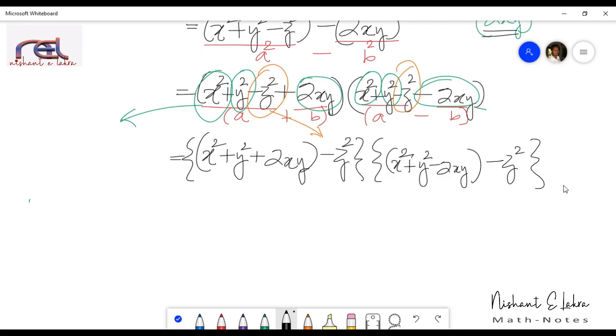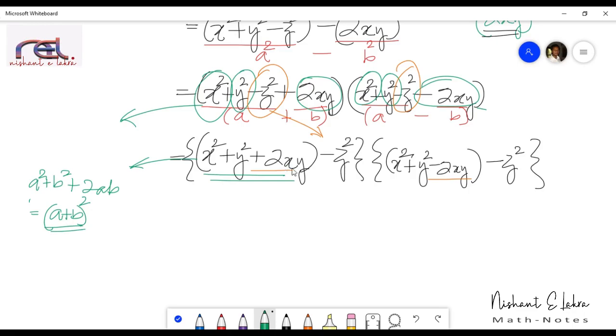Now our next step, we have learned that x square plus y square plus 2xy, or a square plus b square plus 2ab, is the expansion of a plus b whole square. Right, we have learned that. So what we will do is we'll replace this expansion with a plus b whole square, which would be x plus y whole square in this case, minus z square. The same we'll be doing with the second term.